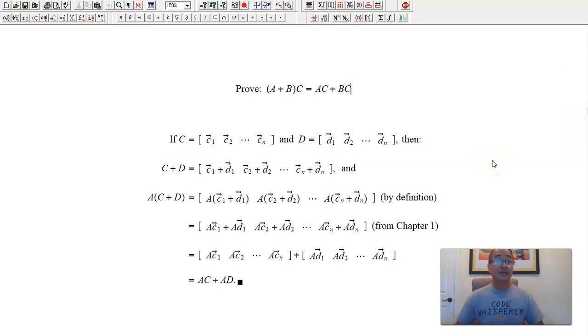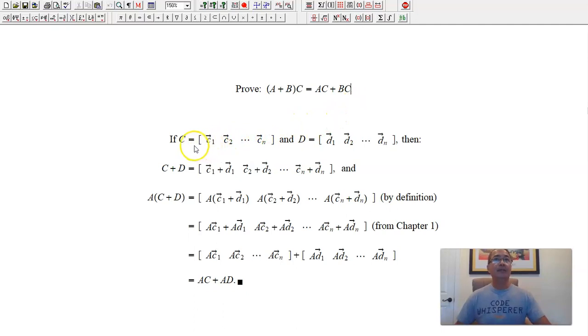All right, let's prove the left distributive property. We have A plus B first, and then multiplied by C on the right. And on the other hand, we can multiply A by C and B by C and add them together. You should get the same answer. So what's the idea here?